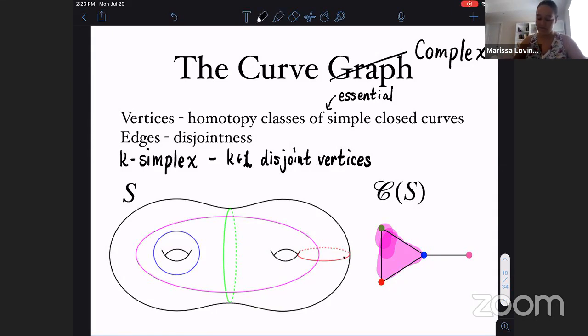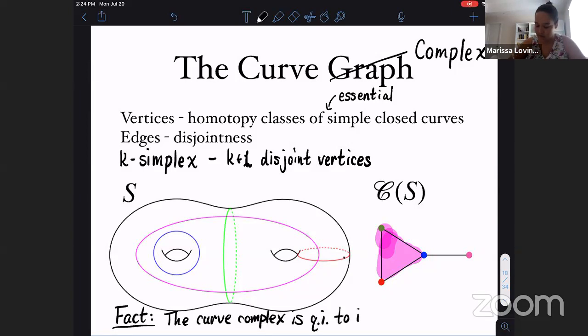So I've been trying to put together exercises for this, but I've been very tardy and haven't. So one exercise I thought of just before this started is the following fact, and I think this could be a good exercise, that the curve complex is QI to its 1-skeleton. Okay, so this is a fact. You can have this as an exercise.